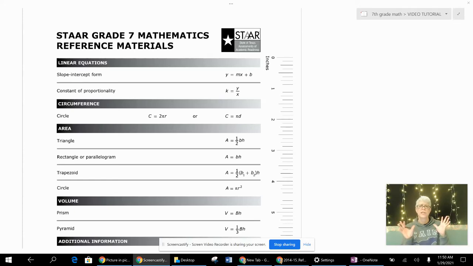Hey guys, I need you to do a very important thing right now. Get out your formula chart. You have to have an updated formula chart.